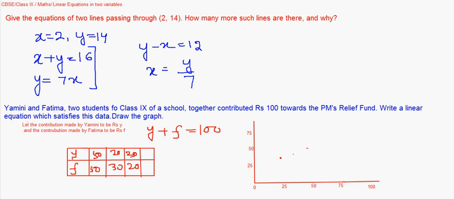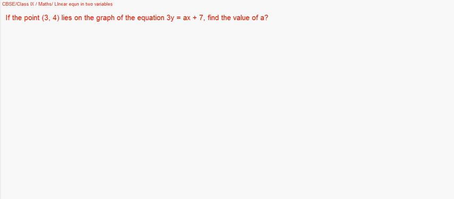Let's move on to another question which I had already written before. It says, if the point (3, 4) lies on the graph of the equation 3y equals ax plus 7, find the value of a. When the point lies on the graph of the equation, that means this coordinate must satisfy the equation. So we can substitute the values of x and y into the given equation.